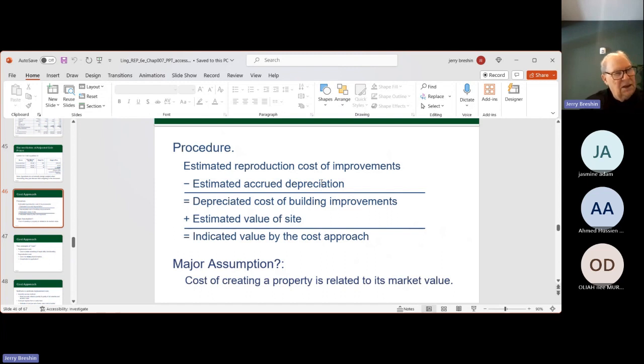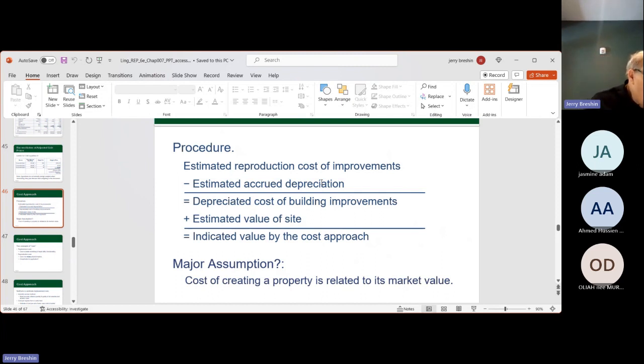Okay, this is jumping to page 179 of the text, the cost approach. There's a difference between reproduction and replacement. The concept of reproduction means the cost of building something exactly the way it was done originally, attempting to use the materials and the exact nature of the home when it was originally built. That's called reproduction.